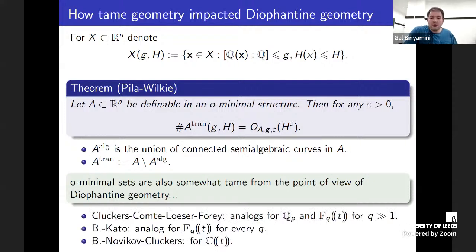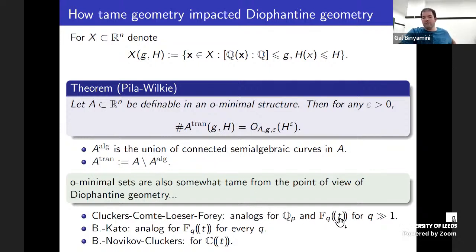Okay, and I'll just quickly mention, because I often get asked this question, that there are analogs of this also for other local fields. So if you work in the p-adic fields, it's a theorem of Cluckers, Comte, Loeser that there's a very nice analog of this. Really, the same kind of statement holds for subanalytic sets of Q_p to the n.